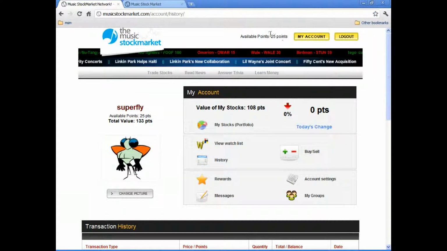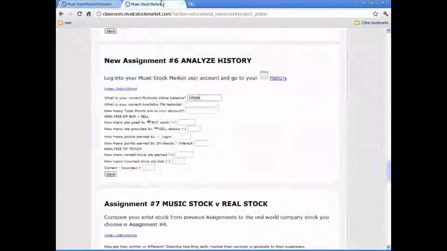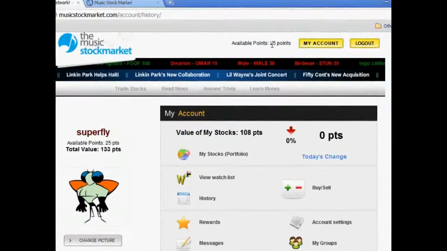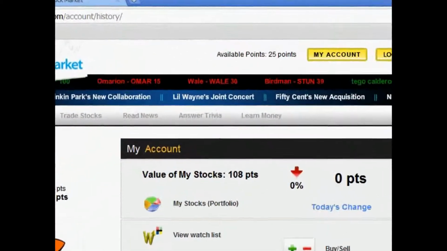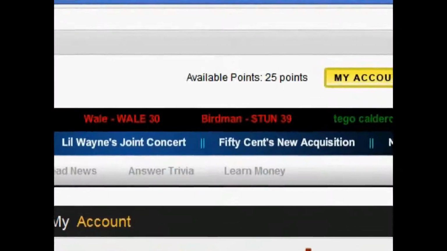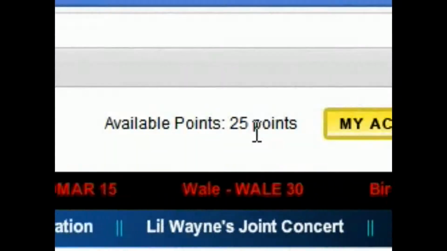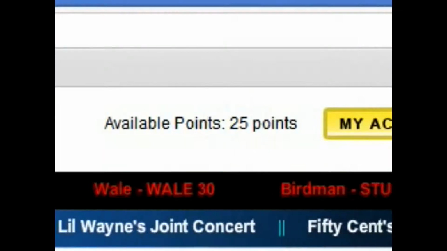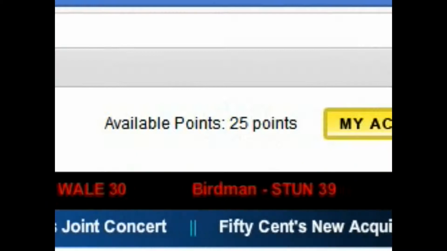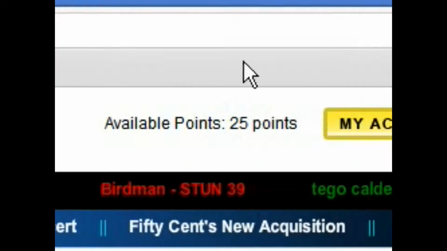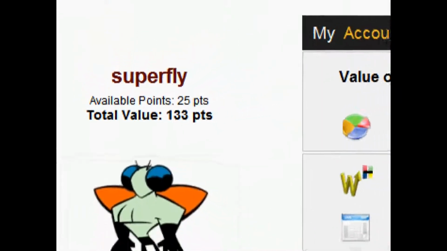In this case, our available points are 25 points, and we can find this number in two spots. It will always appear in the header section towards the top of every page. As long as we're logged in, we will see these available points on every page that we go to. We can also find it here on our My Account page.